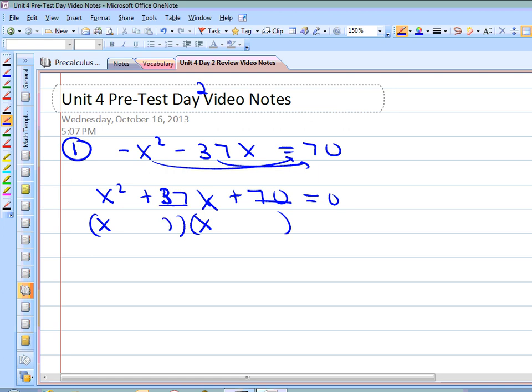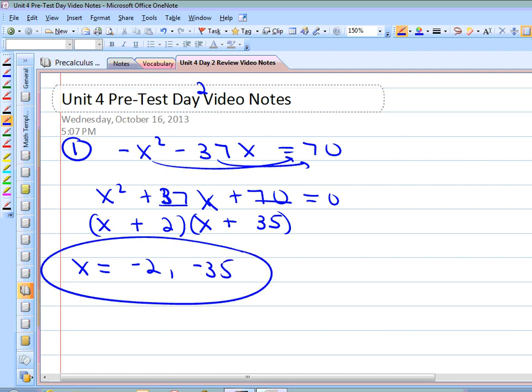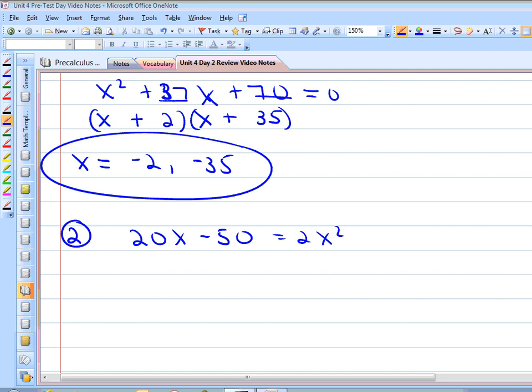And I believe we would get 2 times 35. 2 times 35 is 70. 2 plus 35 is 37. And they would both be positive. So our zeros then would be, one of the x values, the zeros or the solutions or the roots, would be -2 and -35. There's the first one.